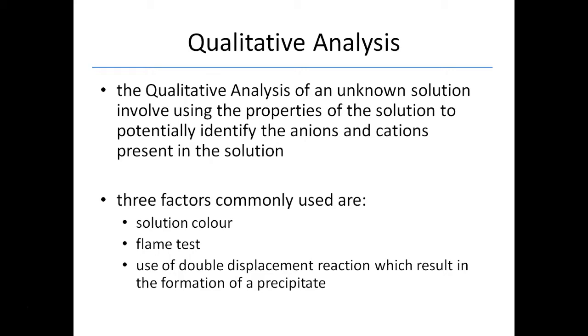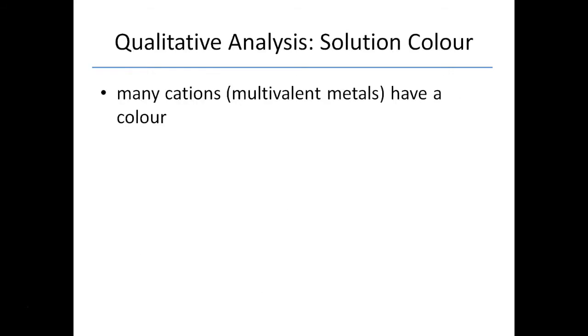Traditionally, three factors are commonly used to determine what is in a solution. The first thing that we use is the solution color. Then we can use what's called a flame test. And finally, we often use a double displacement reaction as well. Many of our cations and some of our anions cause the color of the solution to change.